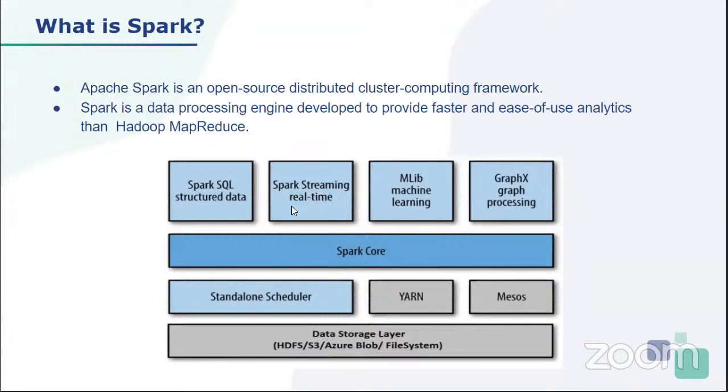There is a library which allows you to stream data in real time. Let's take the example of Kafka. Kafka is producing some data and Spark can be the subscriber of that data, and it can process or stream that data in real time to the other end. There is the MLlib library in Spark, which can be used for machine learning, and a GraphX library that can be used for graph processing.